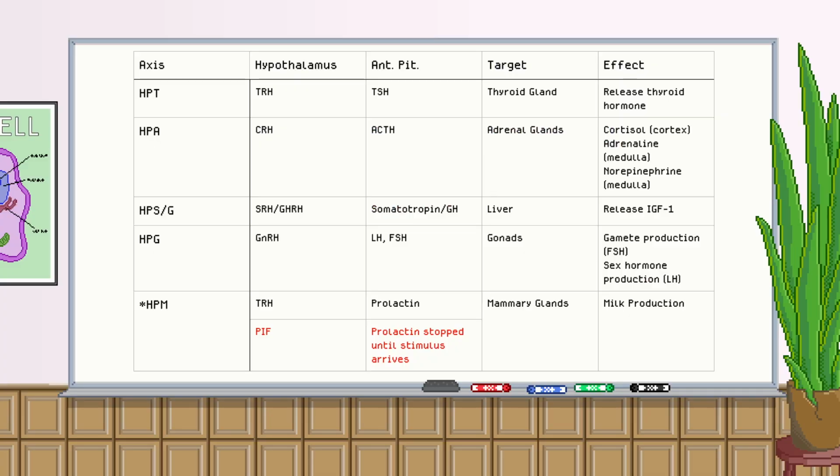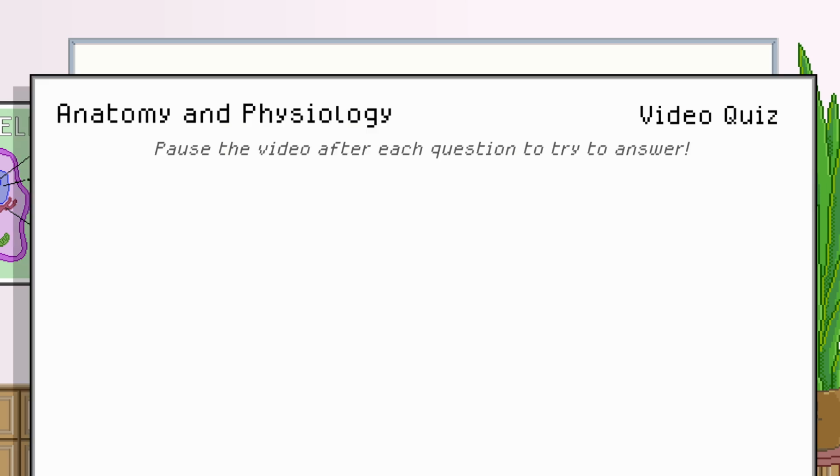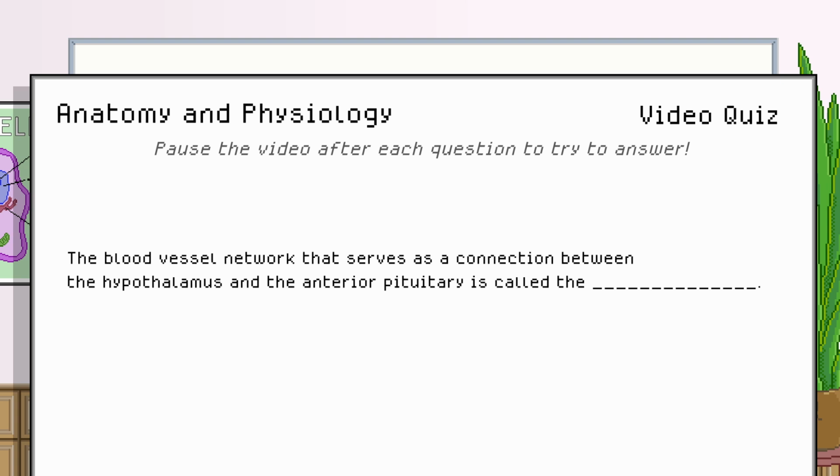Okay, I hope this lesson helped you create a mental map of the hormones of the hypothalamus and anterior pituitary. I definitely think that breaking things up by axis is an efficient way to understand what's going on. Let's review what we've learned with a quick quiz. The blood vessel system that serves as a connection between the hypothalamus and anterior pituitary is called the hypothalamic-hypophyseal portal system. True or false?